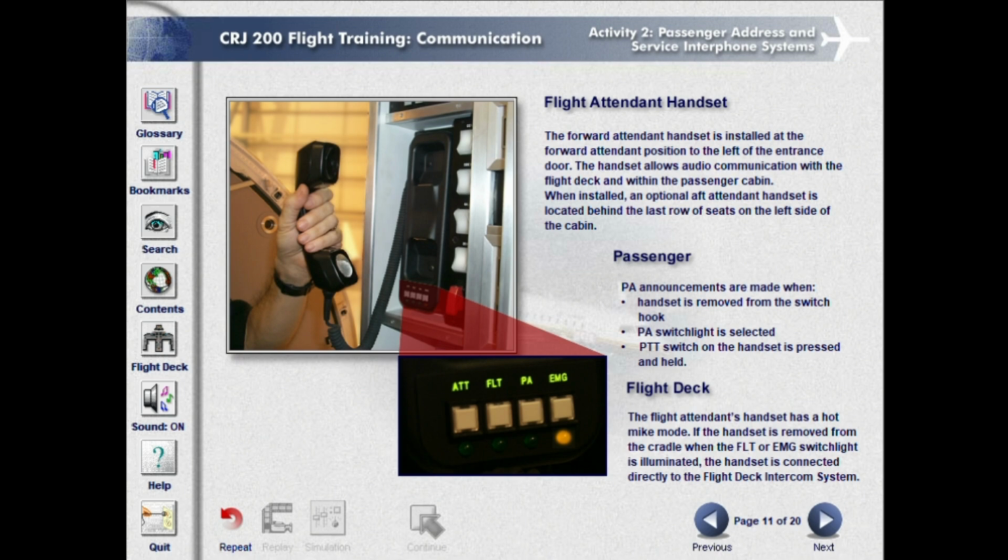PA switch light is selected. PTT switch on the handset is pressed and held. Flight deck. The flight attendant's handset has a hot mic mode. If the handset is removed from the cradle when the flight or emergency switch light is illuminated, the handset is connected directly to the flight deck intercom system.